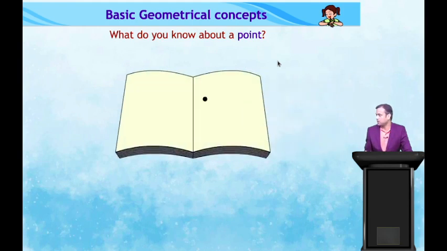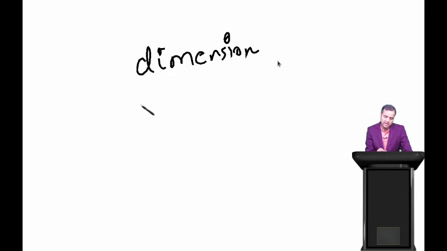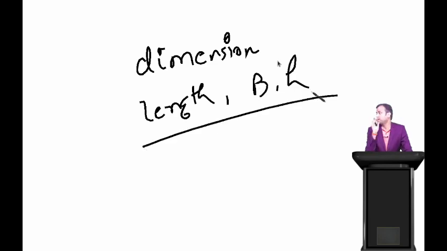So if we mark a dot in our notebook, it is called a point. So these all are points. But a point is a geometrical shape which has no dimension. So what is dimension now? Dimensions are length, breadth and height. But a point has no dimension, it has zero dimension. A point has zero dimension.